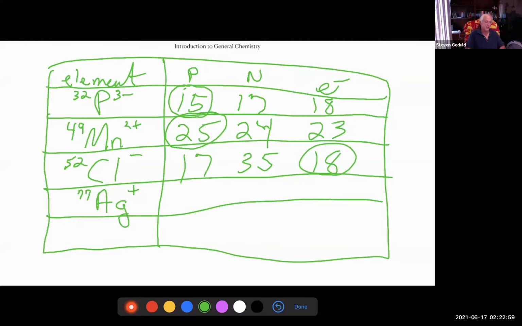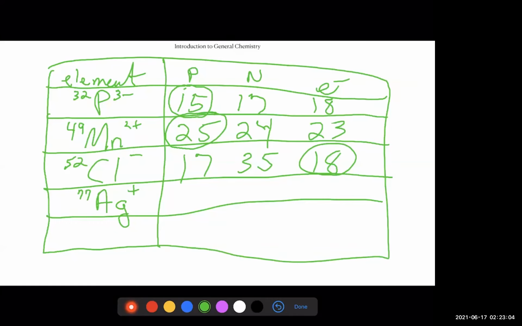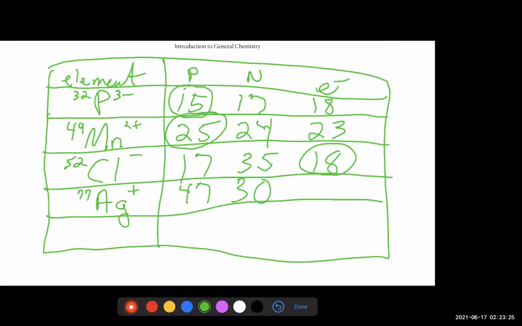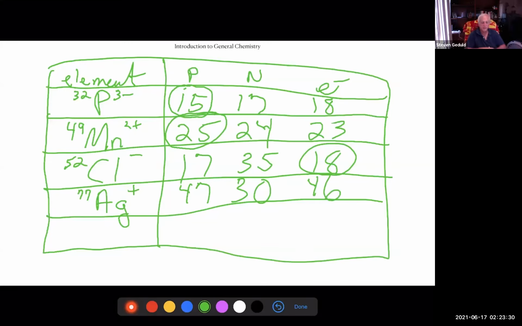How many protons does silver have? 47. Perfect. 47 protons. How many neutrons? 30. That gives you a total of 77. And how many electrons? 46. That gives you 1 positive charge. Perfect.